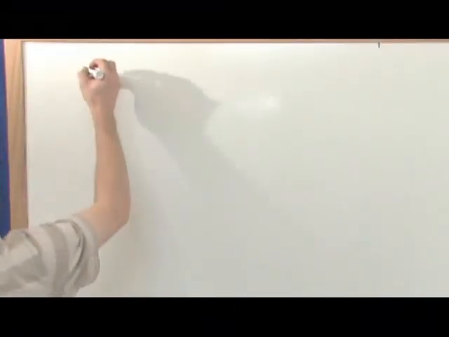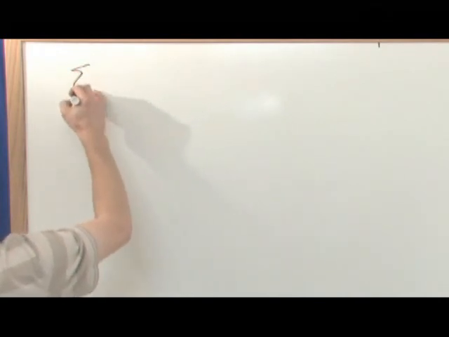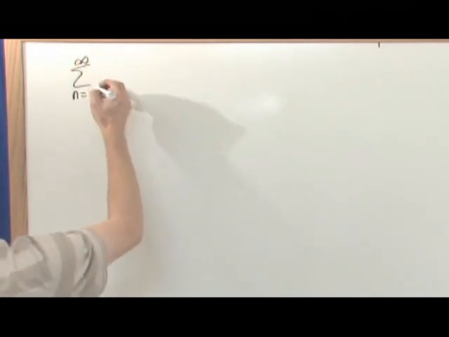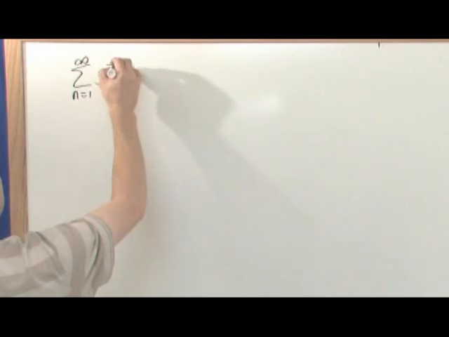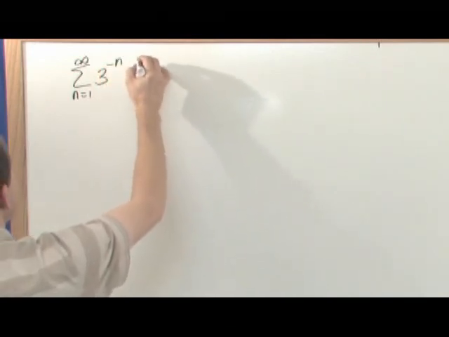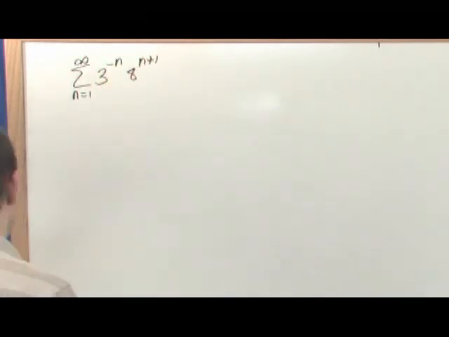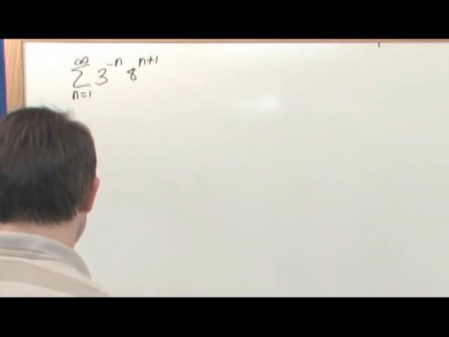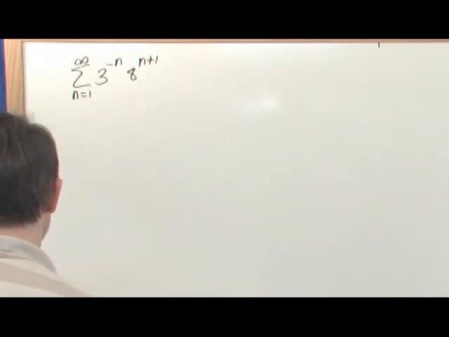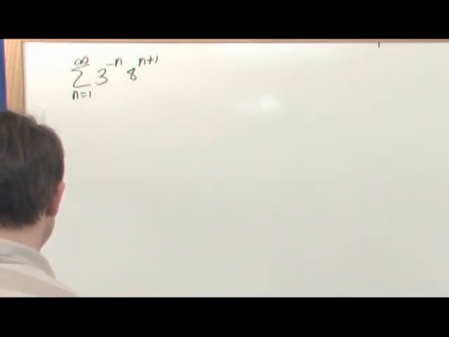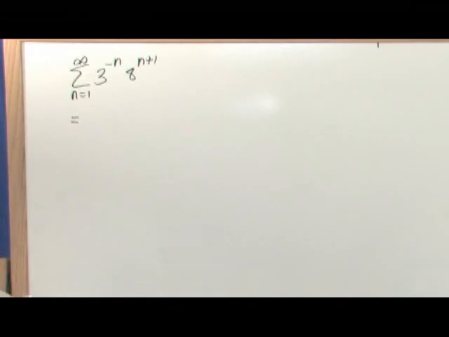Okay, now the next problem is the sum as n goes from 1 to infinity of 3 to the minus n times 8 to the n plus 1. What I want to do here is look at the terms and find out, does the series converge or not? Okay, so I'm going to take a look at the terms. If I want to find out how these things behave as I go off to infinity, I would rewrite it as this.